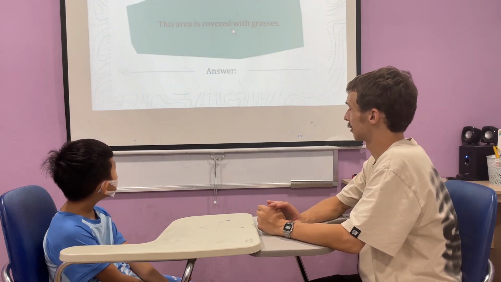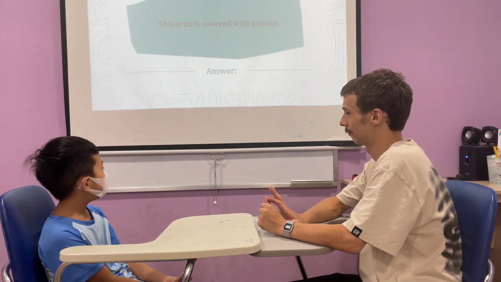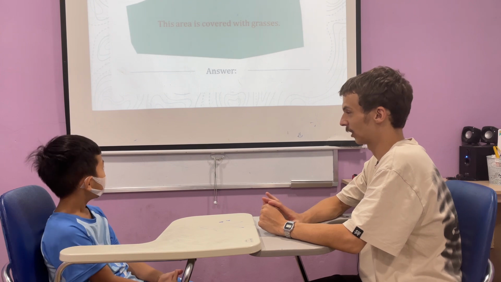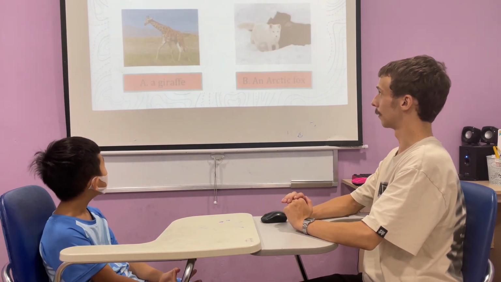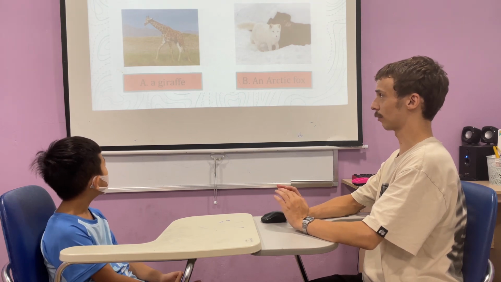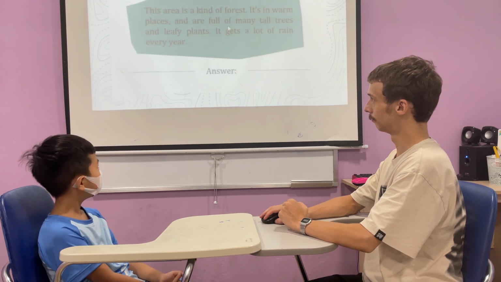This area is covered with grasses. It's a grassland. Grassland's right. Now, what animals live in the grassland? A giraffe lives in a grassland.